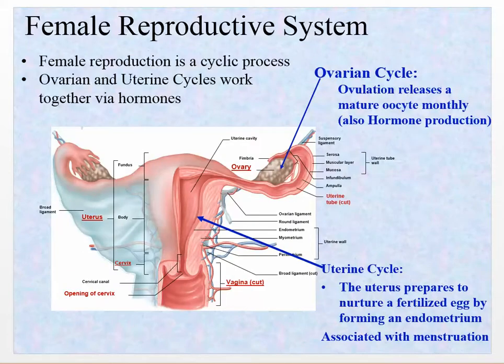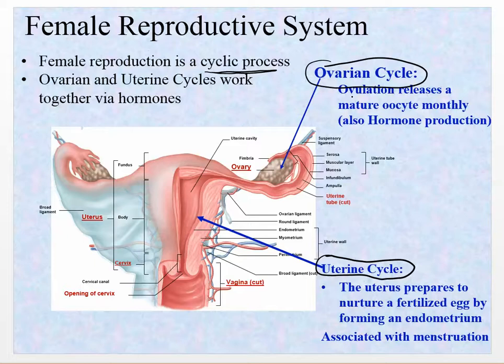Now, the female reproductive system is a cyclic process, and this is where we start talking about what's going on in the ovaries versus what's going on in the uterus. Again, they happen simultaneously, but we're going to talk about them one at a time. The ovarian cycle is where you're trying to get to the point of ovulation, where you release that egg into the fallopian tube. That usually happens about once a month, so you release a mature oocyte about once a month.